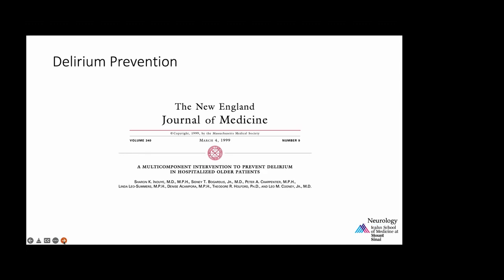So in terms of prevention, this is a study from 1999 that some of you may know of. This is Sharon Inouye, who did this study at Yale and now is at BI, in Boston. She's a geriatrician and has studied delirium extensively. And she was the first to show that this multi-component intervention could reduce rates of delirium.